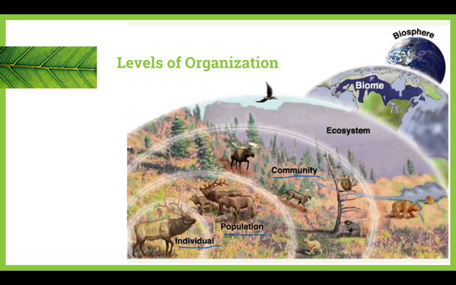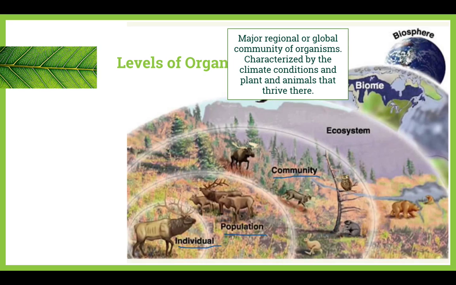The next is a little bigger. It is the biome, and this is a major regional or global community of organisms. We have different biomes that are characterized by climate, animals and plants that traditionally thrive there, because there will be similarities as you move across the globe. The organisms will be different, but there will be similarities in climate patterns and the types of plants and animals that live in an area.